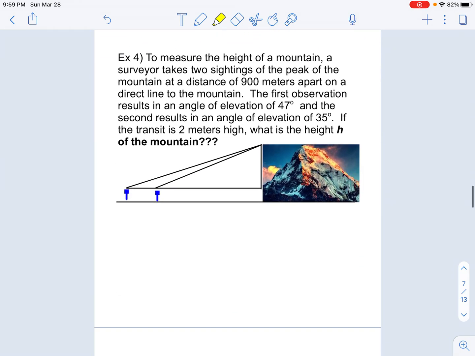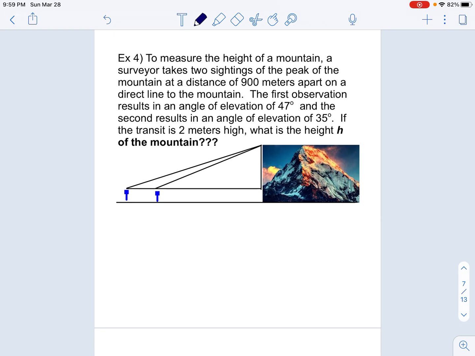All right, so let's take a look at some applications here. Problem 4 says, to measure the height of a mountain, a surveyor takes 2 sightings of the peak of the mountain at a distance 900 meters apart on a direct line to the mountain. So we have a picture down here. We've got a mountain that we're trying to measure how tall it is. And it says that it takes 2 sightings that are 900 meters apart. So I know the distance between these two is 900 meters.